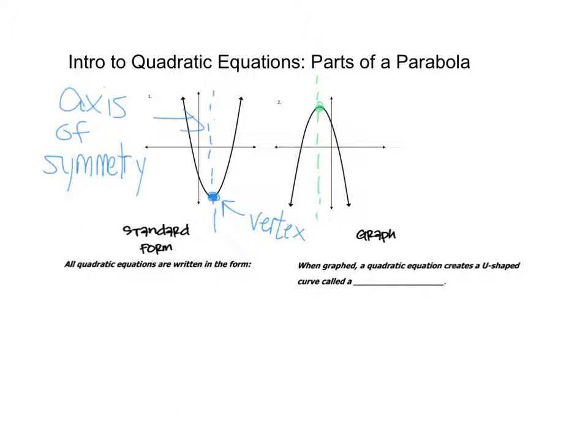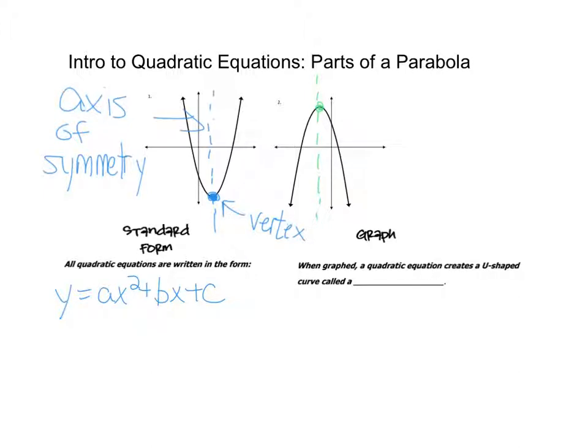Now, a parabola has an equation, just like a line has an equation. And the standard form for the equation of the parabola is y equals ax squared plus bx plus c. Now, this should look familiar. This is a trinomial that we've been factoring quite often, right? So the graph of a trinomial where the highest exponent is 2 is called a quadratic.